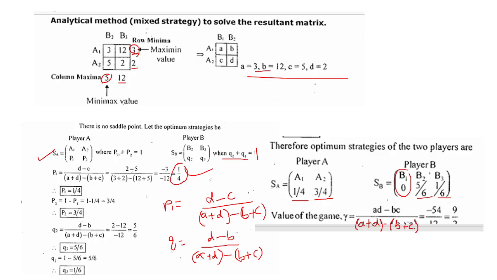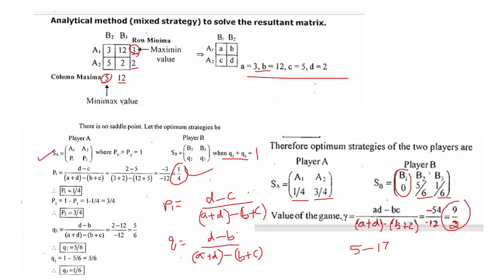A plus D is 5. 5 minus 12 plus 5 is 17. The answer is minus 12, so this is minus 12. The answer will be the value of the game, 9 by 2. 9 into 6 is 54, 2 into 6 is 12. Value of the game is 9 by 2.